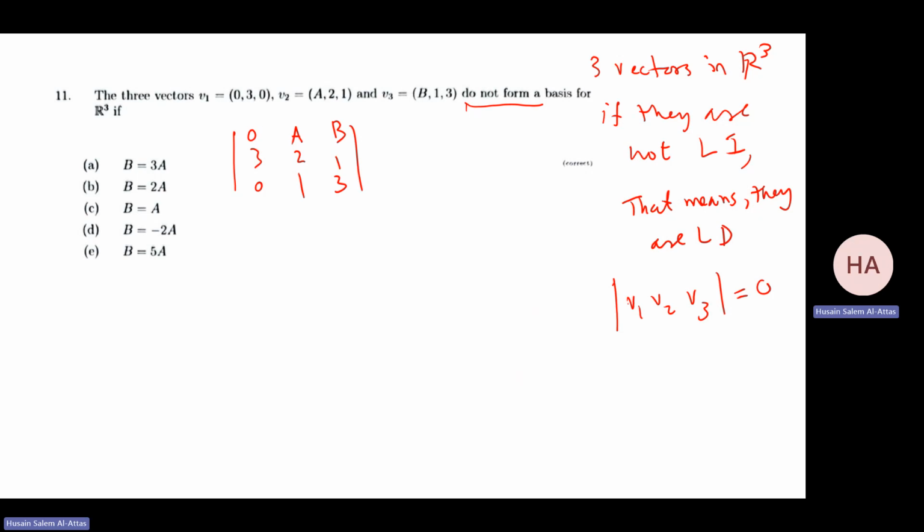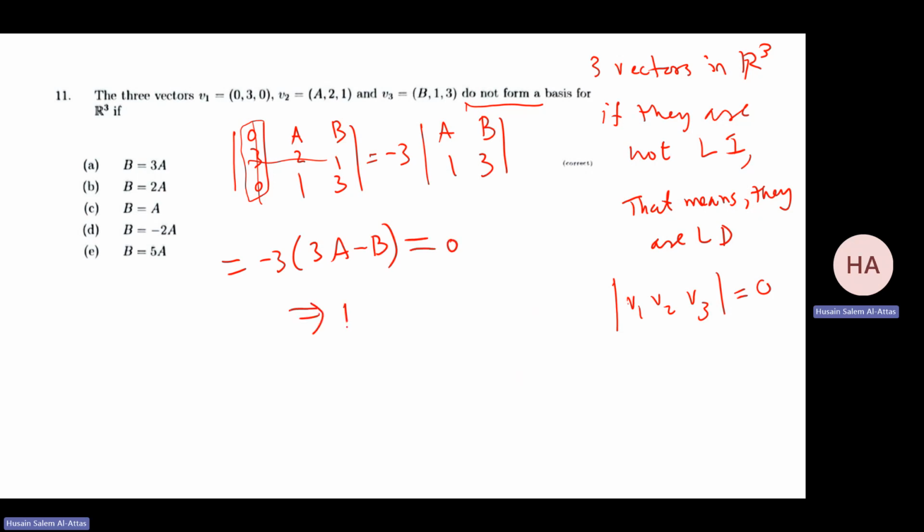So I'll do the expansion of this determinant by the first column. So I have minus 3, plus minus, cancel this with this. I have A, B, 1, 3. So I have minus 3 times (3A minus B), and they want this to be 0. So that means B equals 3A. So if B equals 3A, these three vectors are linearly dependent, so they don't form a basis for R3.